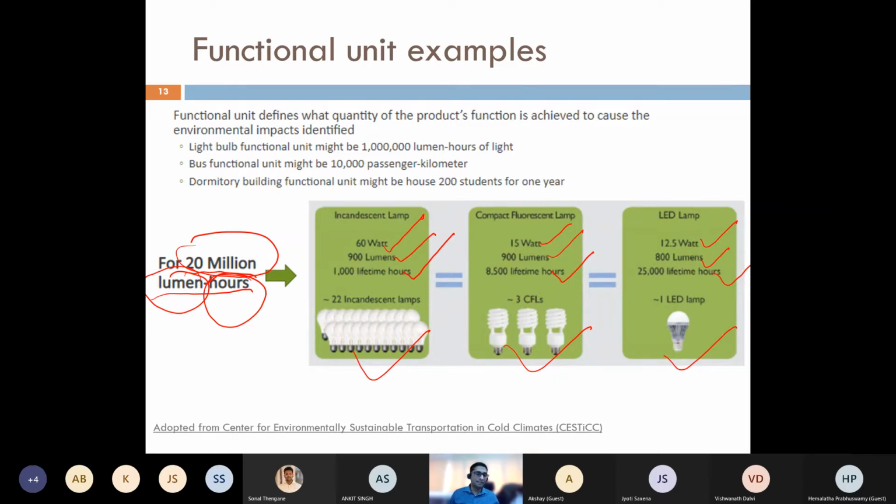Take for example, a transportation system. A good function unit would be so and so passenger kilometers. Now kilometers here is substituting for the duration, but bringing in another factor. Something similar could be the dormitory building. Most of us are in colleges and we have hostels. And if you need to compare the different hostels, a good functional unit could be a house that could store 200 students in 1 year. If you want to compare the life cycle assessment of different hostels.